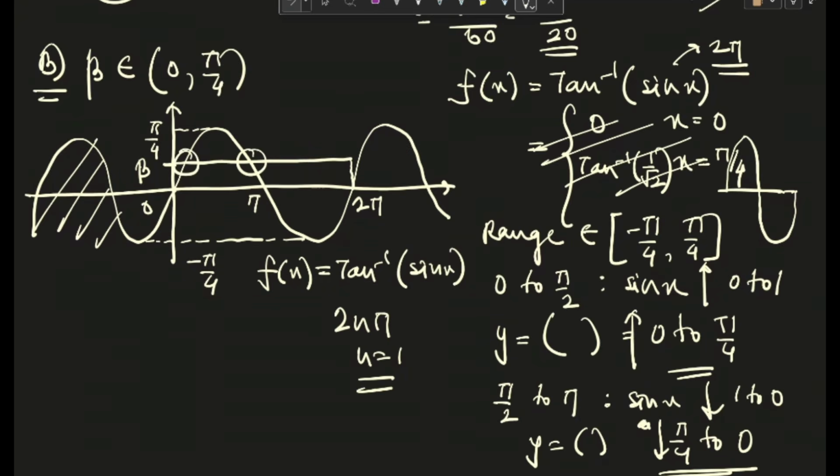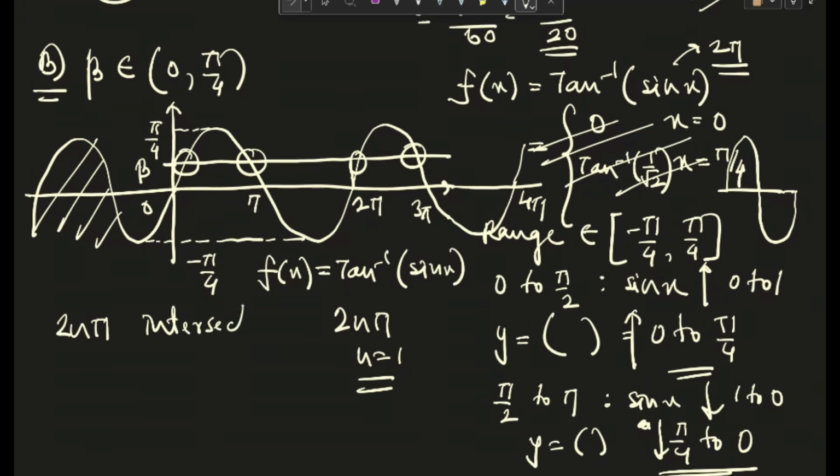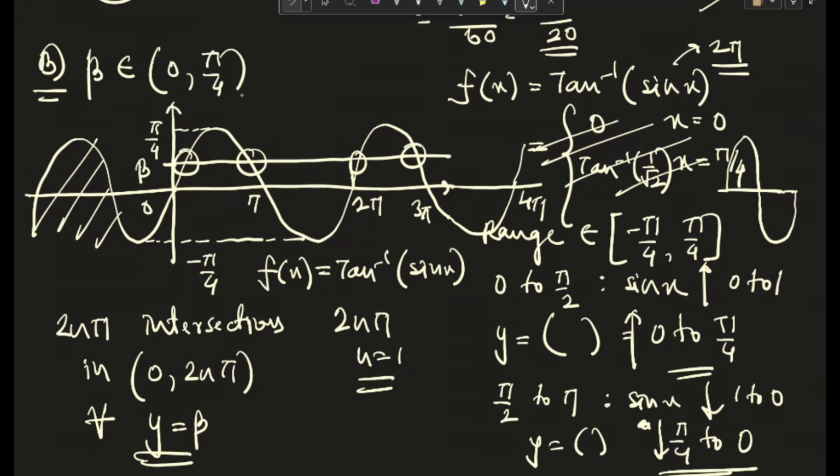So again if you go from 2 pi to 4 pi, like this is 2 pi, this will be 3 pi, this will be 4 pi. Again if you extend till 4 pi, again there will be two intersections. So basically this option is also correct, okay? There will be 2n intersections in 0 to 2n pi for y equals beta, provided this condition is satisfied. So B is actually correct. Okay, this is the correct option again.